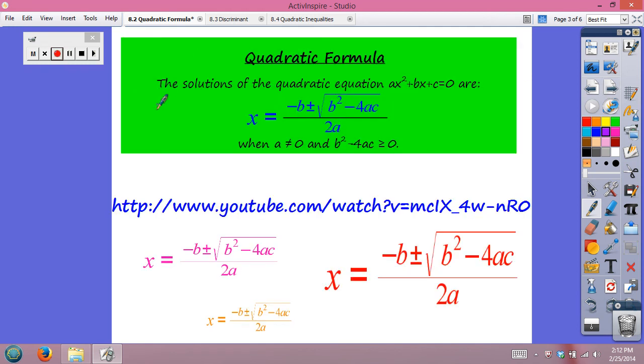What we're looking at is something called the quadratic formula. And this gives us the solutions, x equals two of them for our quadratics, but in a much bigger equation.